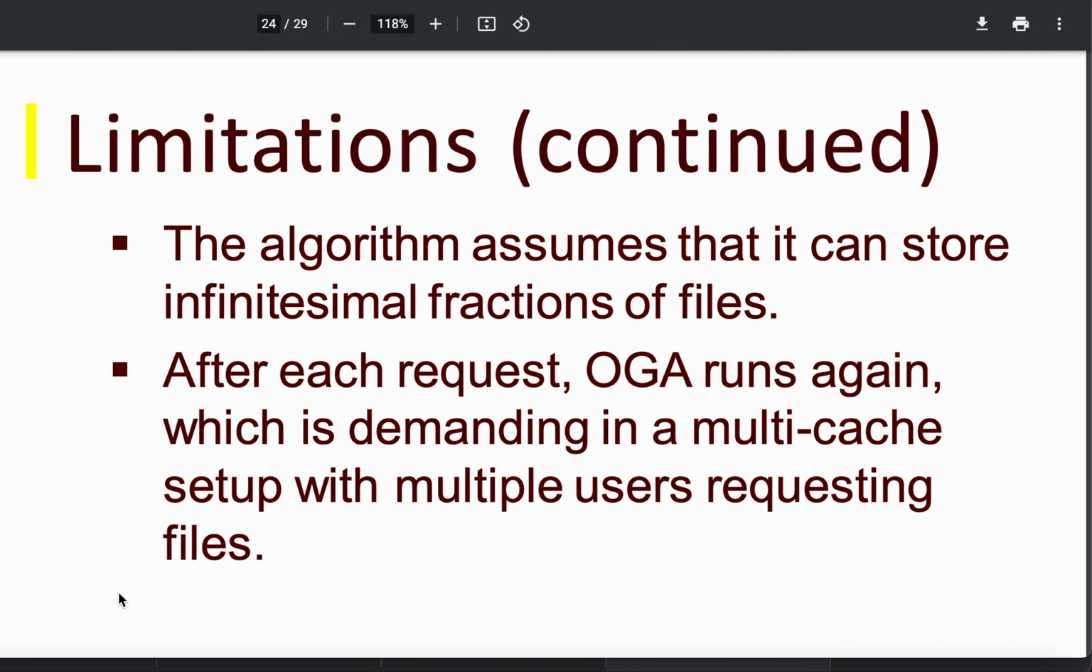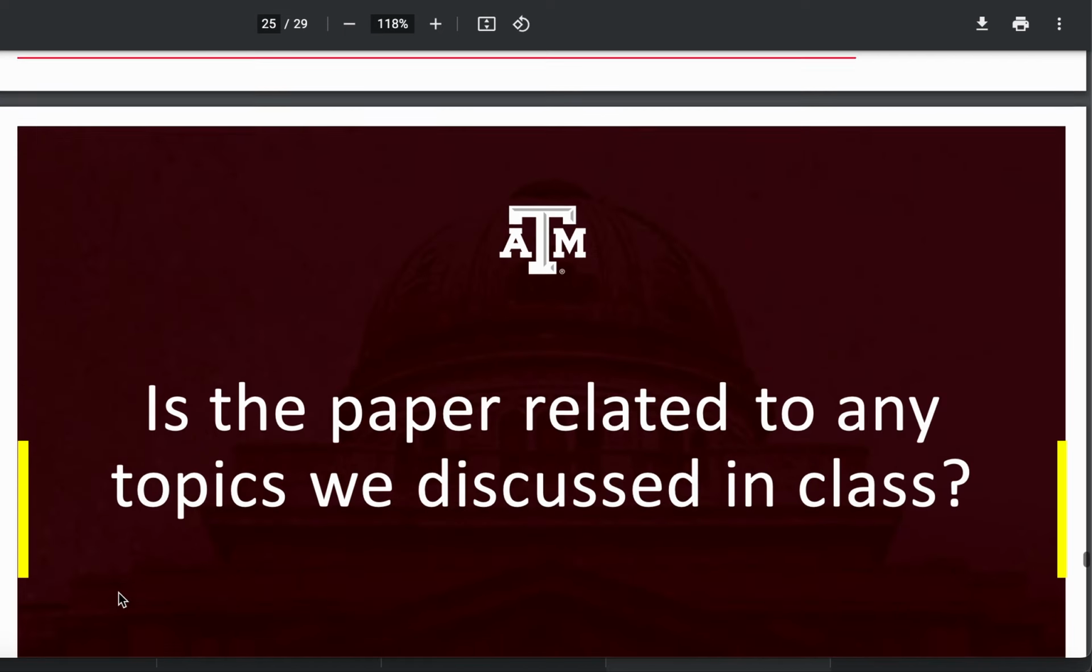Some more limitations: the algorithm assumes that we can store very small fractions of files. That's not ideal in every case, right? And for the bipartite network caching problem, OGA has to be run again and again at each cache. That makes it expensive and time consuming when there's a more complex setup with multiple users and multiple caches. So it can get computationally expensive.